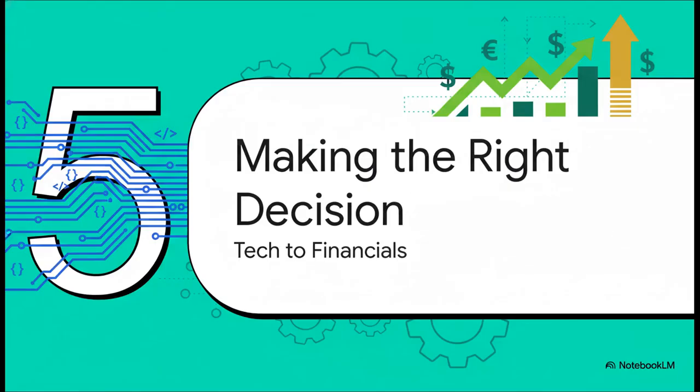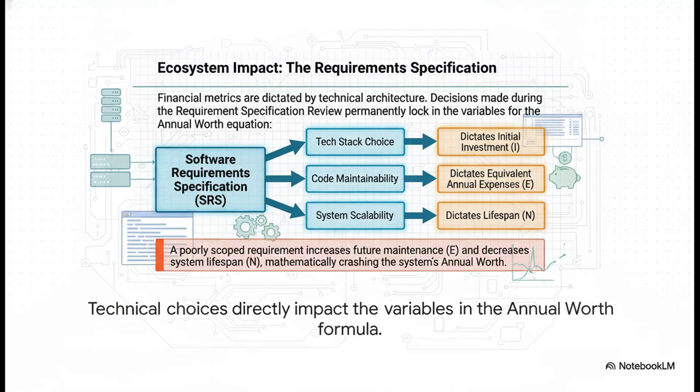So, this is the most crucial part. How does this actually help us as software engineers and managers out there in the real world? How do we connect our code to the actual cash flow? This is the key. Every single technical decision you make, your choice of tech stack, how maintainable your code is, the scalability of the system, it all directly plugs into the variables for the formula. Your tech stack choice, that sets your initial investment. Your code quality, that dictates your annual expenses for maintenance. And the system's architecture, that determines its useful lifespan.